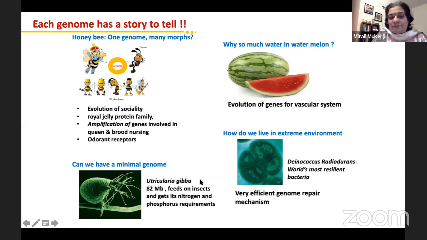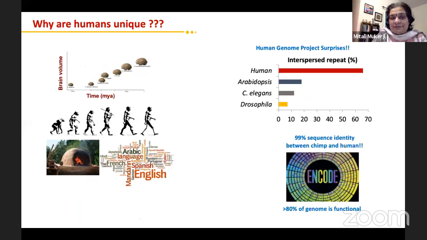Or what is the size of a very small, a minimal genome. There's this Utricularia gibba, which feeds on insects, and it has a very small genome. It has got rid of pretty much anything which it doesn't need, and the genome size is very small. So with each of these genomes getting sequenced, newer and newer stories are coming up.